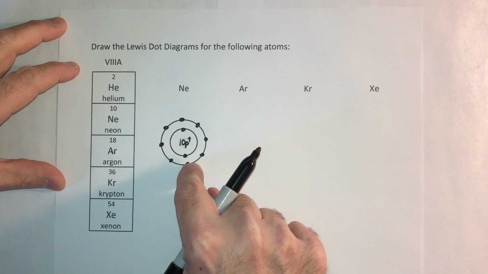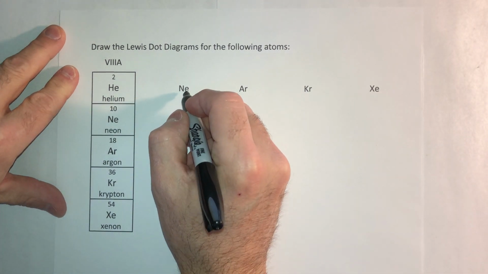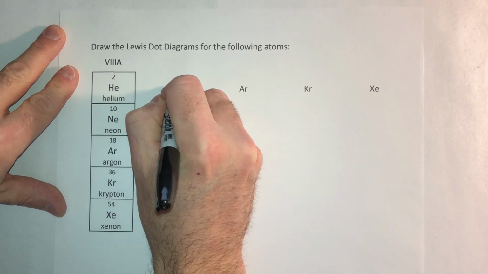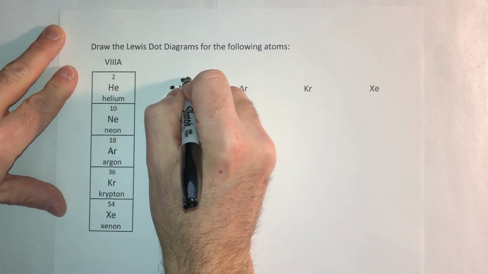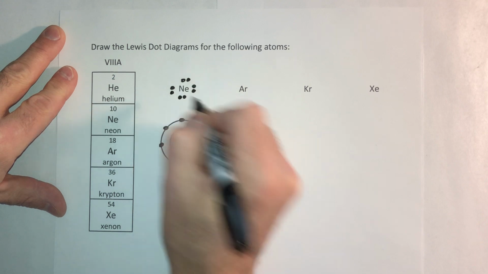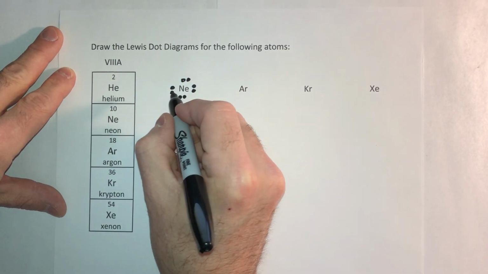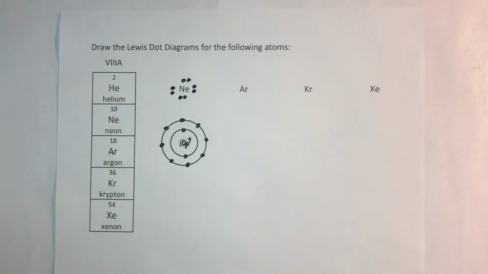So this outermost ring has 8. So if I were to draw them here, my first 4 go on 4 different sides of the neon. I don't double them up until I have to. So that's 4, 5, 6, 7, 8. 8 valence electrons. Every single possible spot around that neon is filled because this is the maximum number of electrons that I can have in that ring.